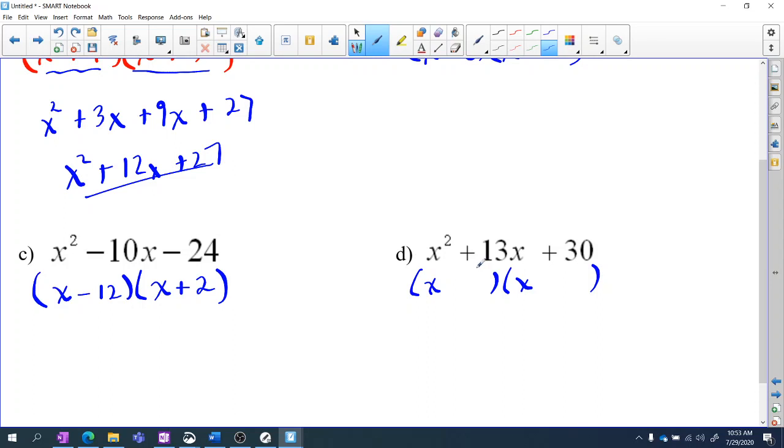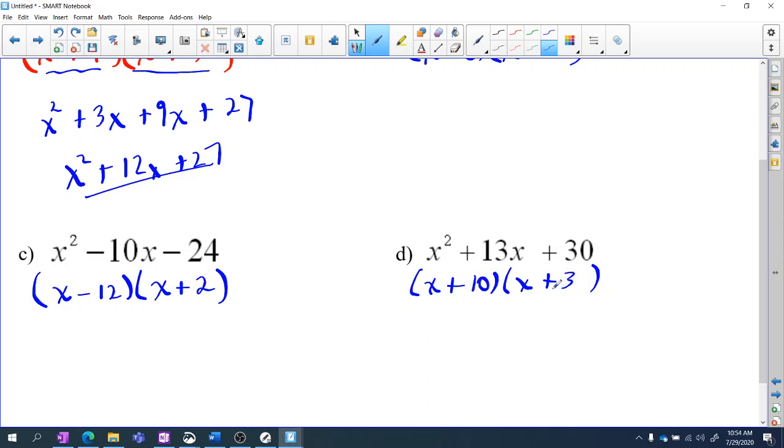Now, because this one's positive, I know that these both have to be either positive or negative. Because they're going to add and give a positive, I know they have to be plus signs in this case. Now, if that was a minus, I'd know they both have to be negatives. That's the only way to multiply and get a positive and add to give a negative sum here in the middle. Okay, so to get a positive 30 when I multiply and add to be a positive 13, we're going to have to use 10 and 3.